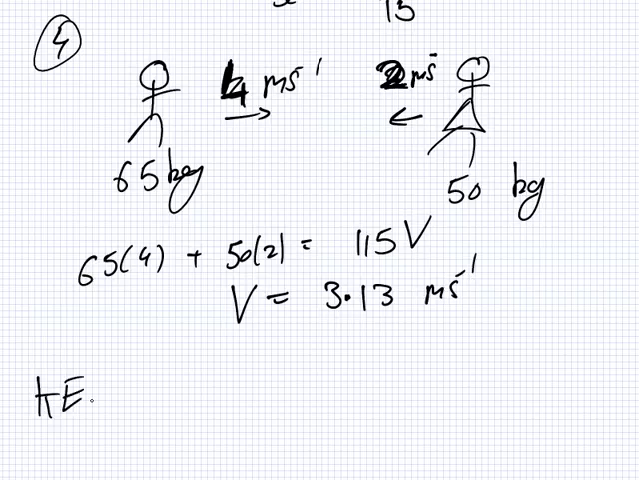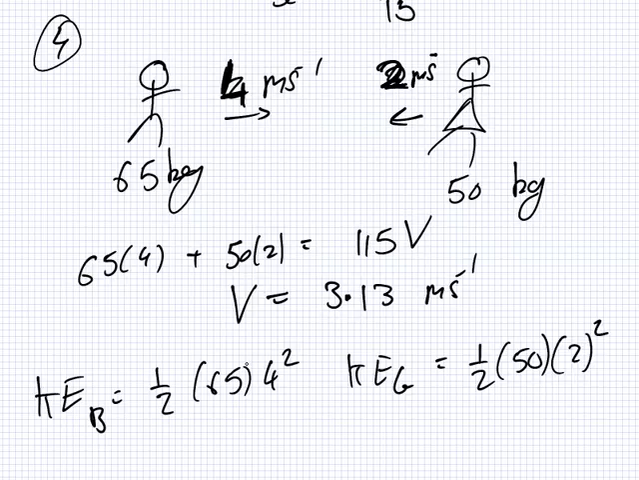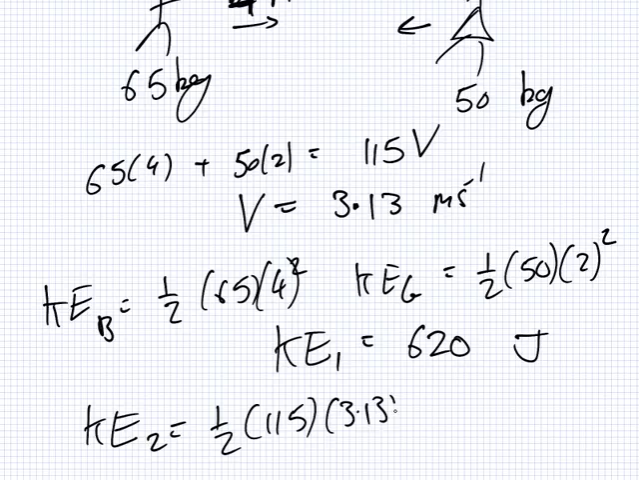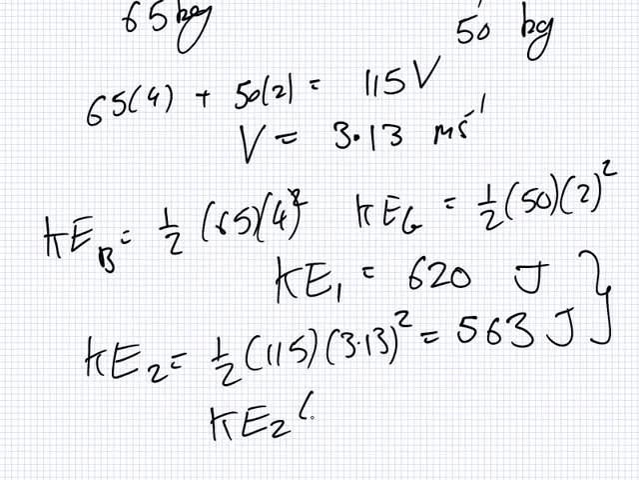The kinetic energy of the boy is a half m v squared, and the kinetic energy of the girl is a half m v squared. So what's the total kinetic energy before the collision? 620 joules. And then the kinetic energy after is a half times 115 times 3.13 squared, which is 563 joules, which is less. So the kinetic energy after is less than the kinetic energy before, which makes it inelastic.